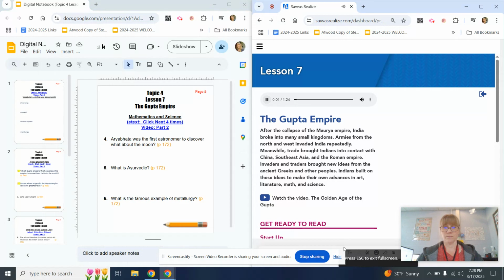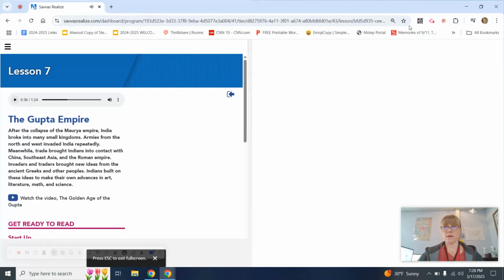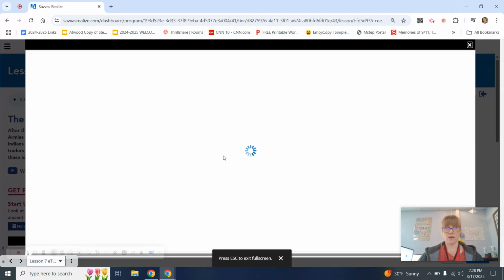Lesson 7. The Gupta Empire. After the collapse of the Maurya Empire, India broke into many small kingdoms. Armies from the north and west invaded India repeatedly. Meanwhile, trade brought Indians into contact with China, Southeast Asia, and the Roman Empire. Invaders and traders brought new ideas from the ancient Greeks and other peoples. Indians built on these ideas to make their own advances in art, literature, math, and science.